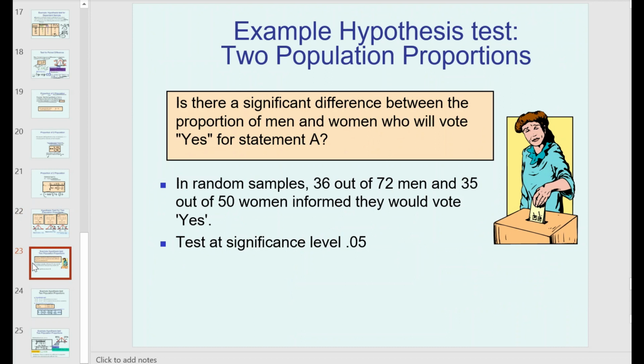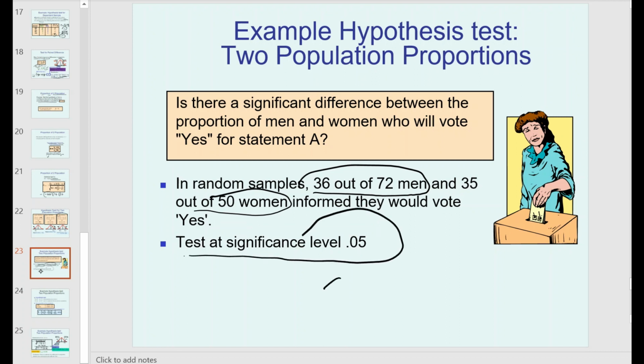So here is an example of a hypothesis test for two population proportions. Is there a significant difference between the proportion of men and women who will vote yes for statement A? In random samples, 36 out of 72 men and 35 out of 50 women said they would vote yes. Now they also give you alpha equals 0.05.